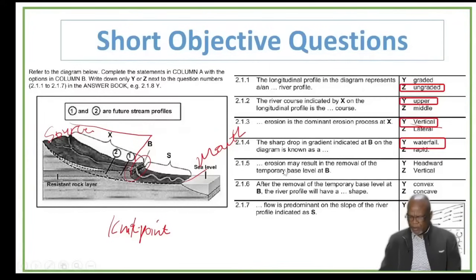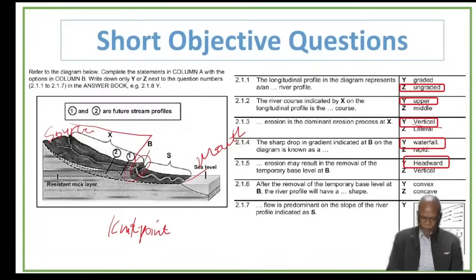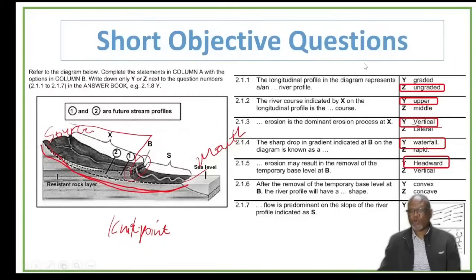Now, 2.1.5, headward or vertical erosion may result in the removal of the temporary base level of erosion. Which one is that? It is headward erosion. After the removal of the temporary base level at B, the river profile will have what shape? After this temporary base level is removed, now the river is going to be flowing here. What will be the shape here? The shape there will be a convex, not convex, I'm sorry, convex will be bending outwards. So this one will be a concave.